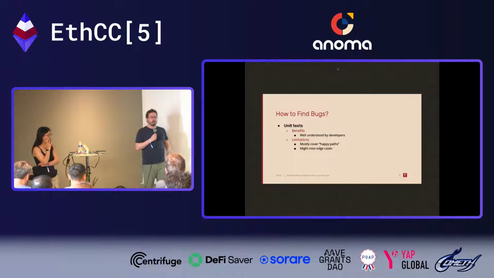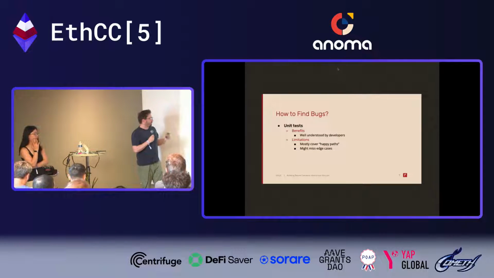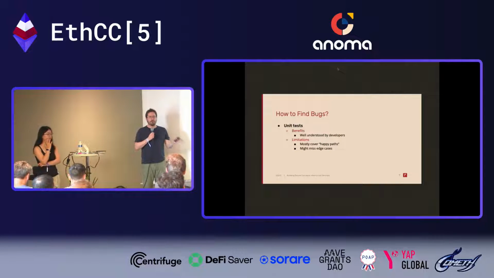With unit tests, you basically create a test case to check some specific value of your system. Unit tests are good, and you should use them, but usually you're going to cover the happy paths, the paths that lead to good behavior. You are most likely going to miss all the cases that can lead to a vulnerability or critical issue.